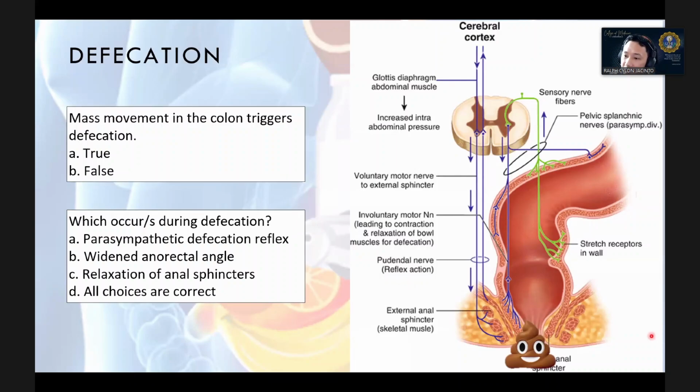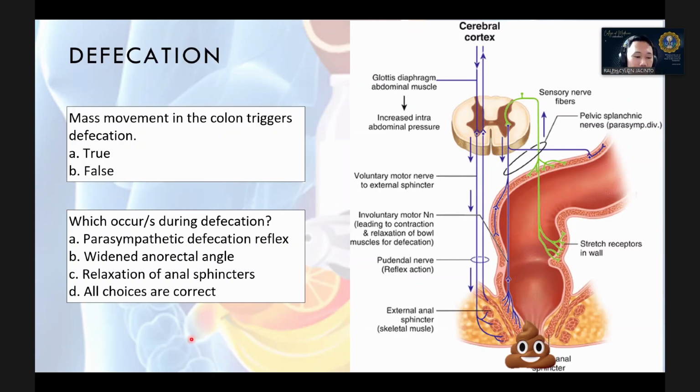Okay, there are questions here. Wait lang. What if the statement becomes mass movement in the colon initiates defecation? Hindi pa rin siya true. Maybe the proper wording is mass movement in the colon may, kasi may or may not initiate defecation. Remember that the defecation would always depend on the pressure inside here.